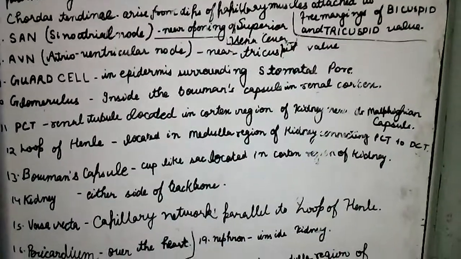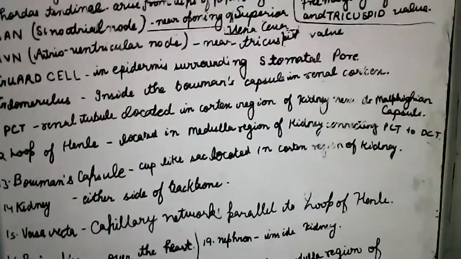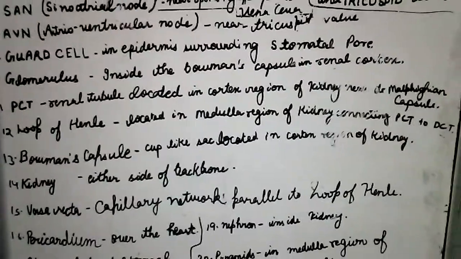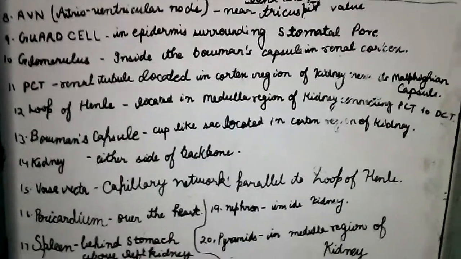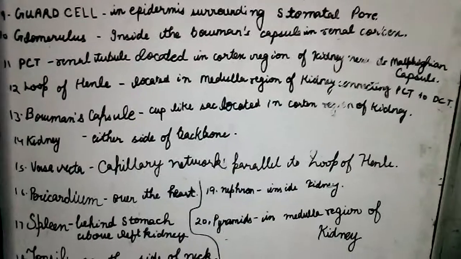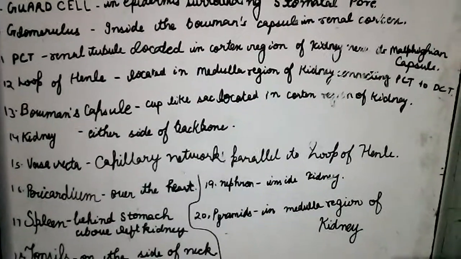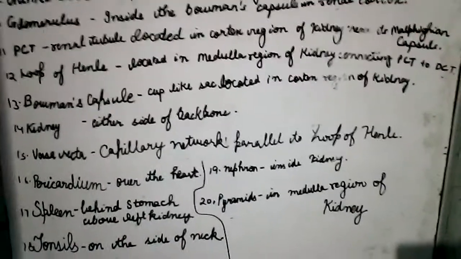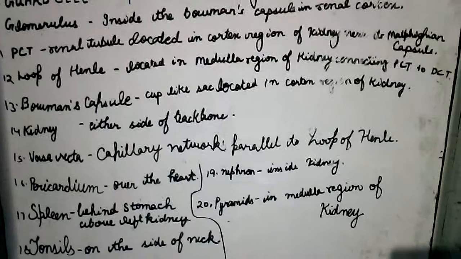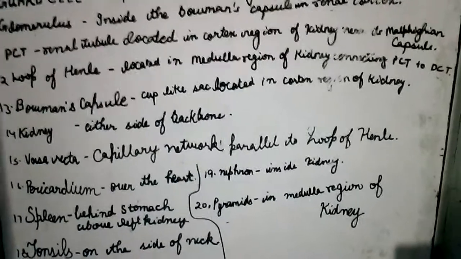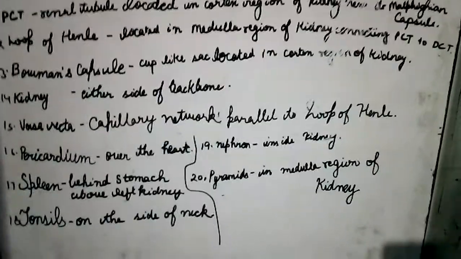10th question, glomerulus. Glomerulus is a knot-like structure of capillaries present inside the Bowman's capsule in renal cortex region, or you can say in the cortex region of the kidney. 11th question, PCT, proximal convoluted tubule. Proximal convoluted tubule is a structure which is present near the glomerulus or near the Bowman's capsule or Malpighian capsule. So it is a renal tubule located in the cortex region of kidney near the Malpighian capsule.